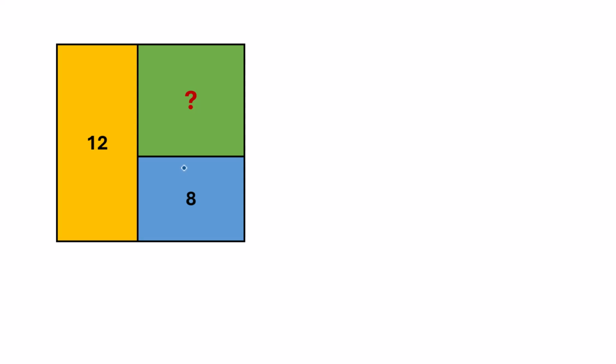Hello everyone. In this video, I am going to solve this geometry problem. We have a square and it has been divided into three parts. The area of this yellow rectangle is 12 square units and the area of this blue rectangle is 8 square units, and we have to find the area of this green square.